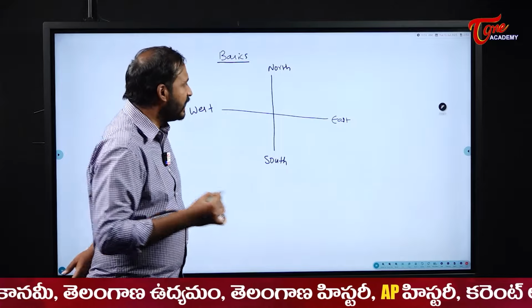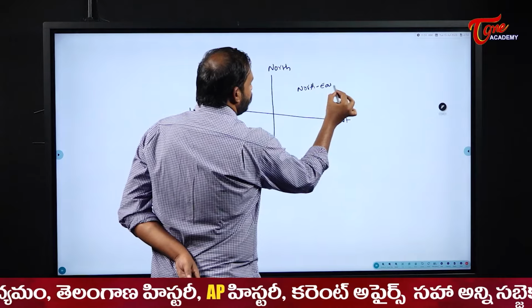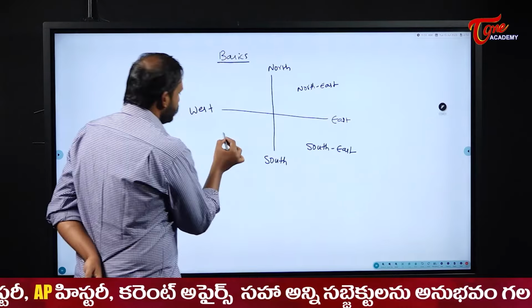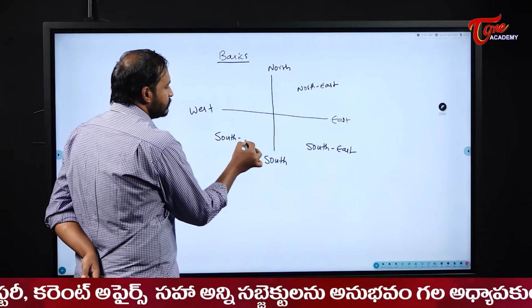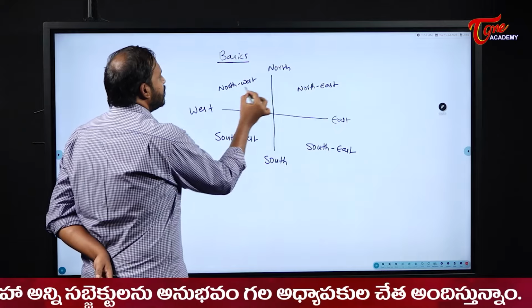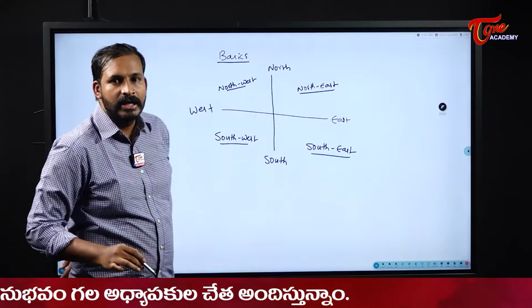From this, what are the directions which we can write? Northeast, okay, southeast, southwest and northwest. Right? These are the four sub directions which we can write by the combination of these four major directions.